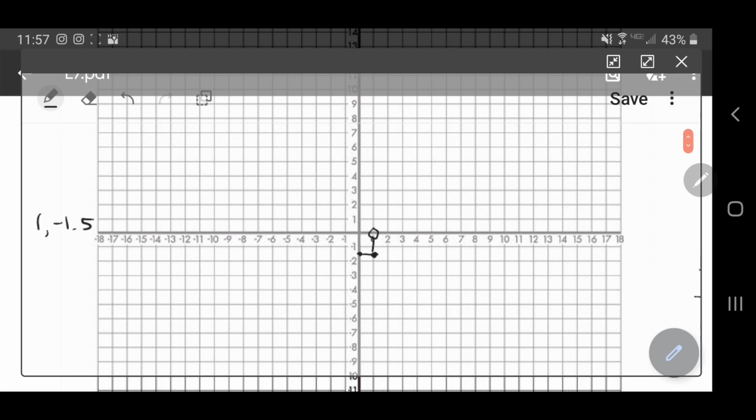You guys can try the rest on your own. Graph all the points, connect them. And the hint is a black cat. So once you graph all the points and connect them, it should look something like a black cat.